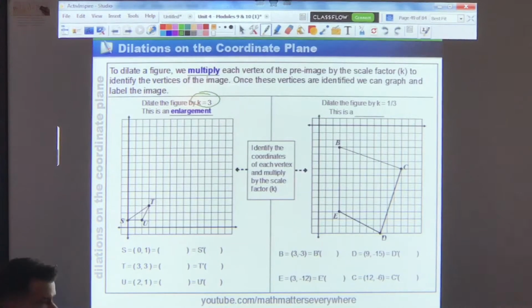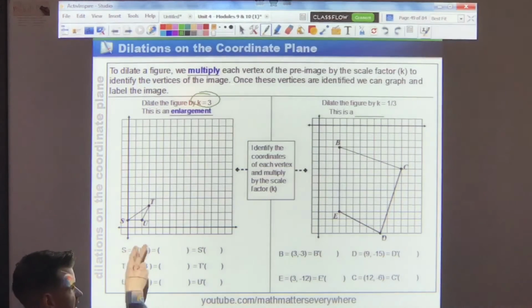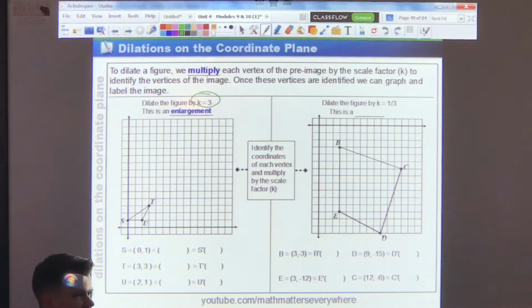Very simple. Now, I was nice here. I went in and identified all the coordinates for you. Usually, you would have to do that for yourself. So you have to go and find what S, U, and T were. All I want you to understand here is that to dilate this figure is a simple process. You're going to take each one of these coordinates and multiply it by the scale factor. What's my scale factor? 3.